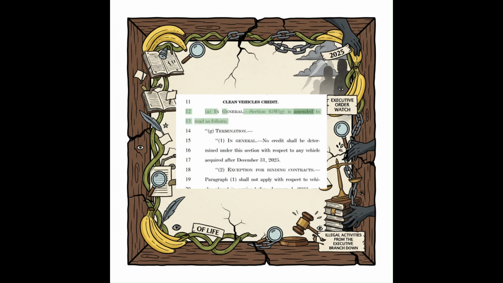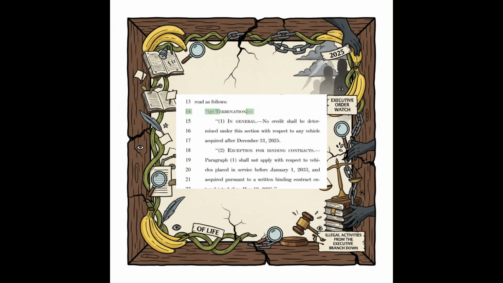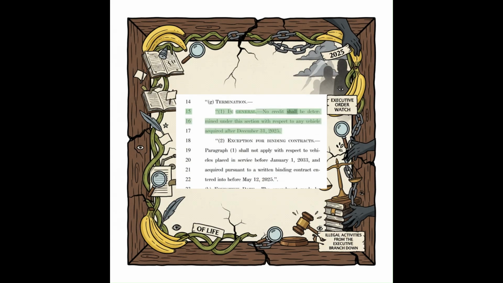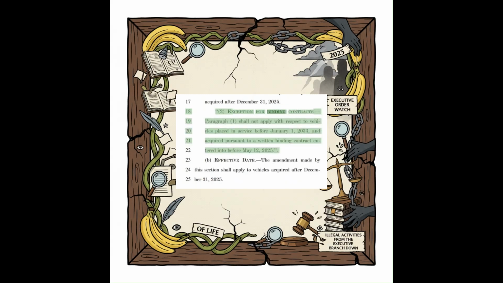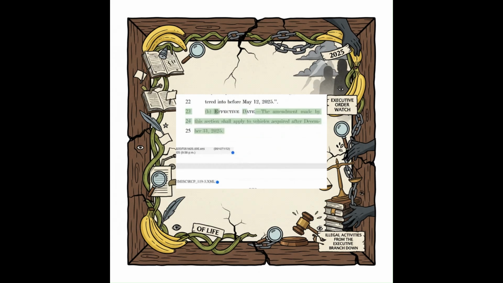Section 45W is amended to read as follows. In general. No credit shall be determined under this section with respect to any vehicle acquired after December 31st, 2025. Exception for binding contract. Paragraph shall not apply with respect to vehicles placed in service before January 1st, 2033, and acquired pursuant to a written binding contract entered into before May 12th, 2025. The amendment made by this section shall apply to vehicles acquired after December 31, 2025.